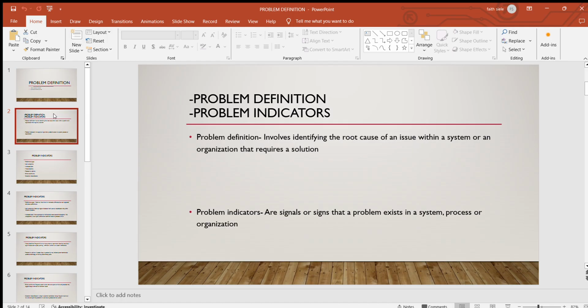Then when it comes to problem indicators, it refers to signals or signs that a problem exists in a system, a process, or an organization. Identifying these indicators early usually helps in addressing the underlying issues before they escalate. Let us now look at the common problem indicators. What are some of the common problem indicators?